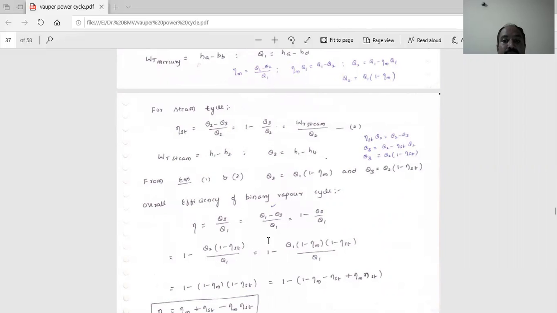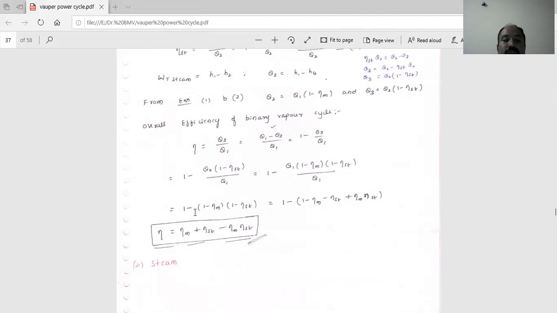Then instead of Q2 I can write down here Q2 is equal to Q1 into 1 minus mercury cycle efficiency. That is Q1 into 1 minus mercury cycle efficiency divided by Q1, 1 minus efficiency of the steam turbine. Q1 and Q1 will be cancelled. Then the remaining term is 1 minus mercury cycle efficiency into 1 minus steam turbine efficiency.